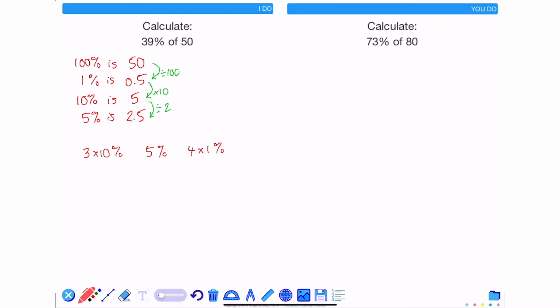There are other ways of doing this. I could have 4 lots of 10% and take away a 1%, and that would still give me my 39. Use any combination of 1s, 10s, and 5s in order to make 39.